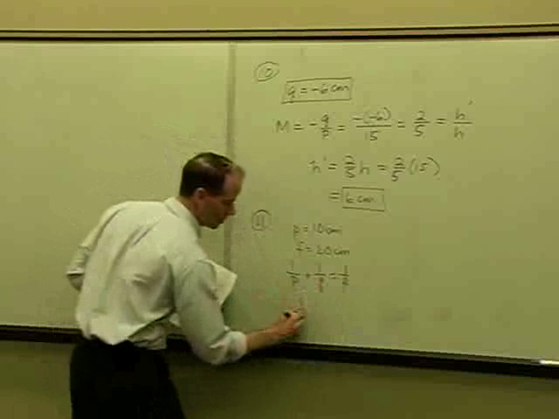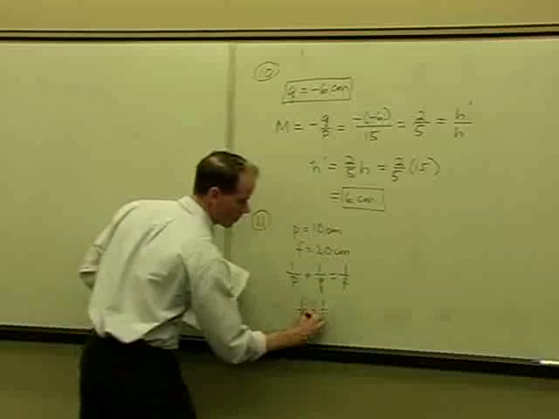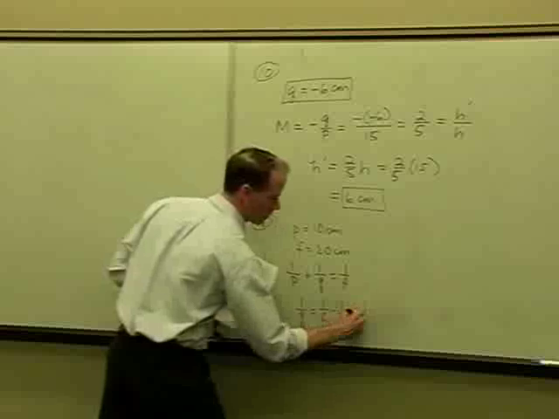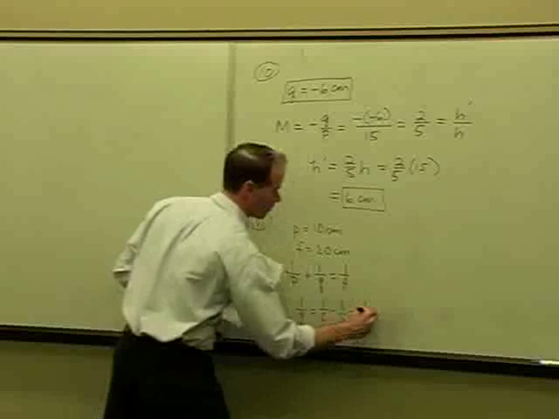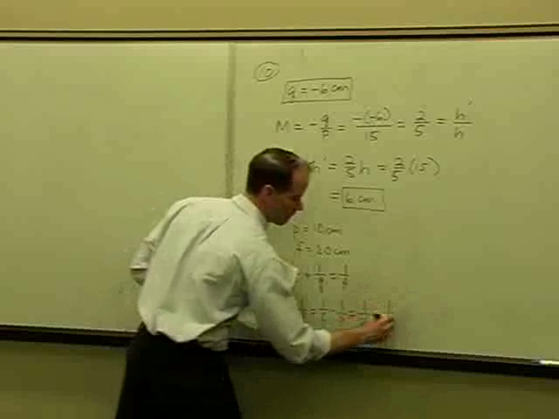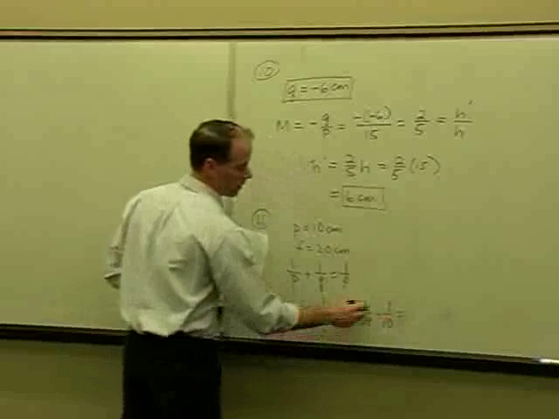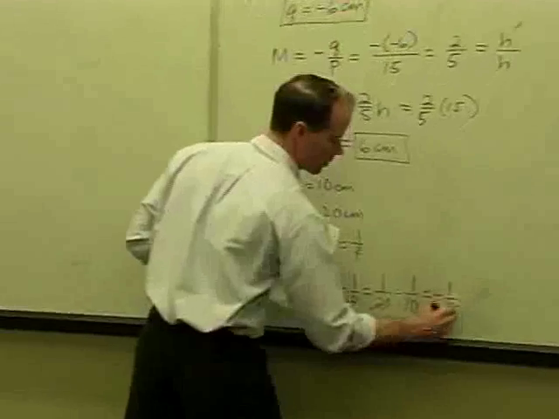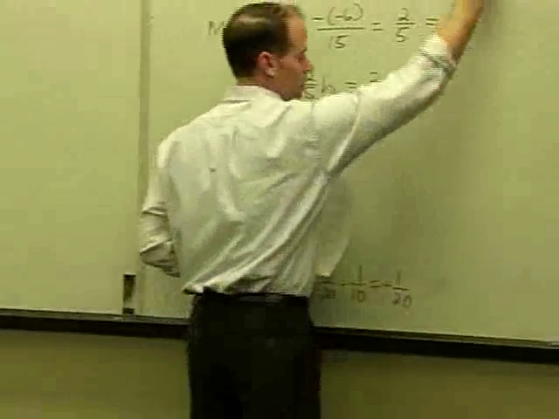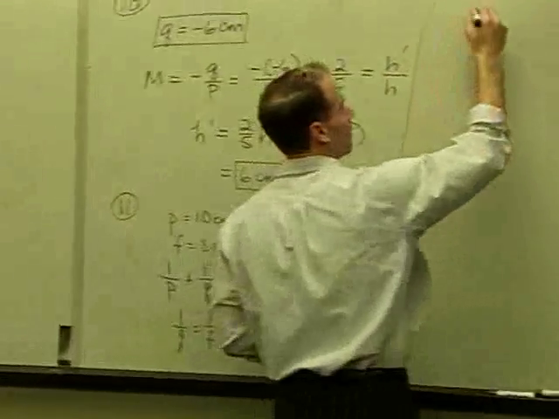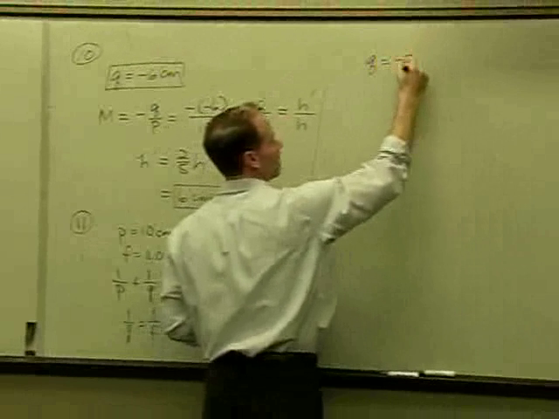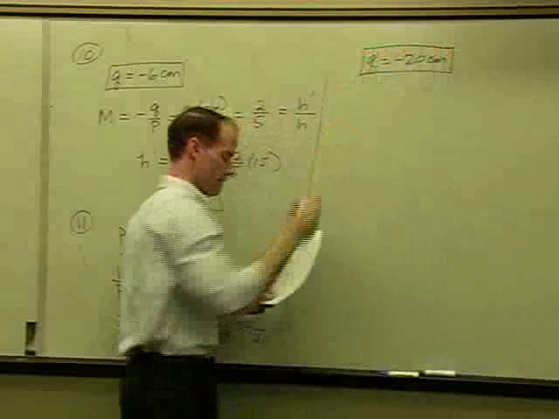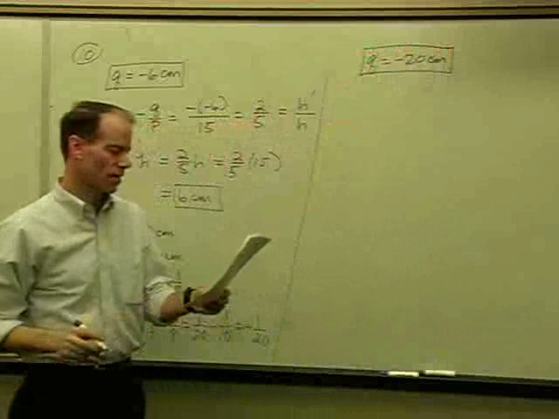So we have 1 over q is 1 over focal length minus 1 over object distance. So that's 1 over 20 minus 1 over 10. So that would be 1/20th minus 2/20ths, which will give us a -1/20th. So q will equal -20 centimeters. And so that is our image location.